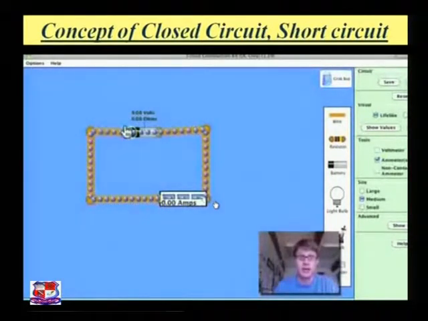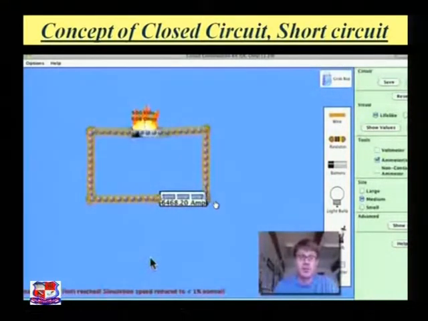See what happens exactly. Whenever we connect the wires directly with the battery, it will catch fire and explode, and that is a very dangerous thing if performed in the laboratory. So this is the short circuit. Here you cannot control the flow of electrons.